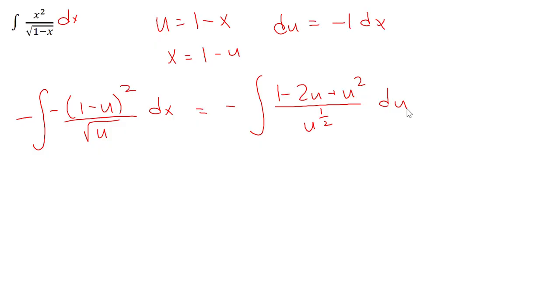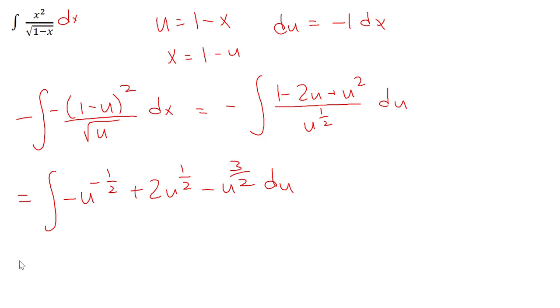And so now we can do, again, our term by term division here. And as we do this, I'm just going to throw that negative sign inside of the integral because it doesn't really make things any more difficult to have it inside. So 1 over u to the 1/2 is u to the negative 1/2. And if we throw that negative in, we got negative u to the negative 1/2. And then the minus 2u over u to the 1/2 should just become a positive 2u to the 1/2. And then the u squared over u to the 1/2 is u to the 3/2. So we'll have minus u to the 3/2 du.